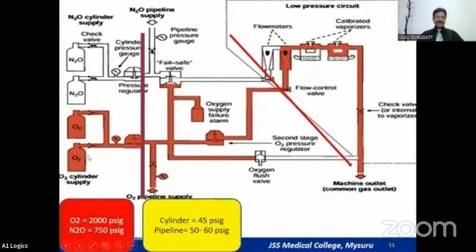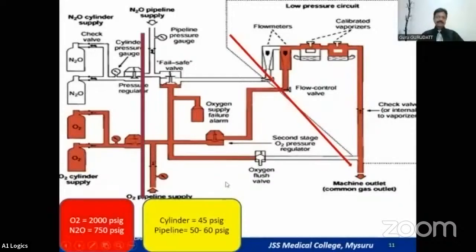So suppose you forget to close the cylinders after opening them, and you have also connected the workstation to the pipeline. What will happen is, since the pipeline pressure is high, the cylinder will not be used up by the workstation. The pipeline source of oxygen is preferentially used by the workstation. That's how it's a safety feature, and the cylinders will be for backup.